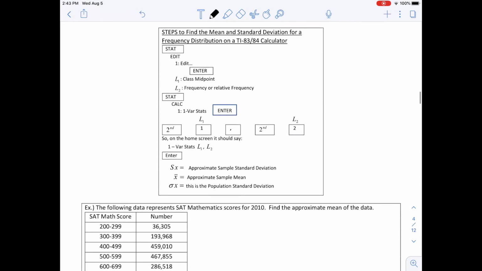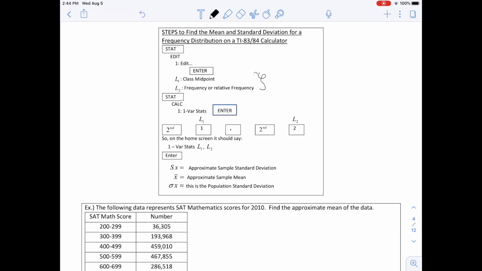The steps to do this with a graphing calculator: we go to Stat, then Edit. L1 is going to be our class midpoints, and L2 is going to be our frequencies or relative frequencies. Then go to Stat again, scroll over to Calc, go to 1 Var Stats and hit enter. If you have a TI-83, the older style graphing calculator, you enter your information as written here: second 1, comma, second 2. On the home screen, it should say 1-Var Stats L1, comma, L2.